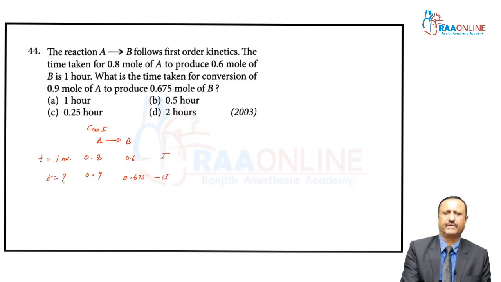You can see the concentration difference. Here 0.8 is the concentration and 0.6 is the rest, so 0.2 concentration remains in A. Here the initial concentration is 0.9 and B is 0.675, so you get the remaining concentration of 0.225. It means the remaining concentration is the same, the concentration of B obtained is the same. So, my dear students, the time taken is the same. So the answer is 1 hour.